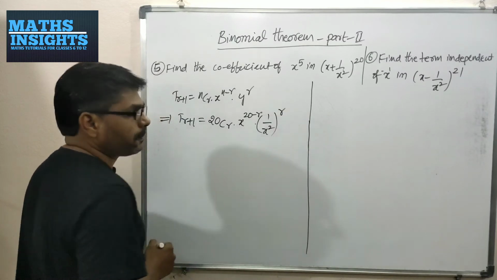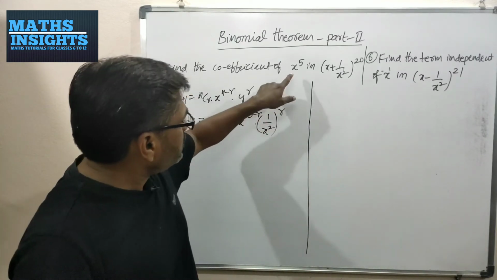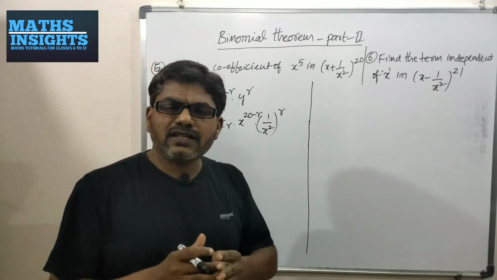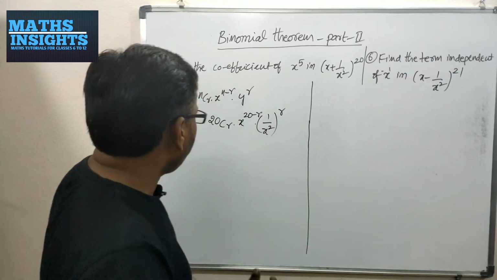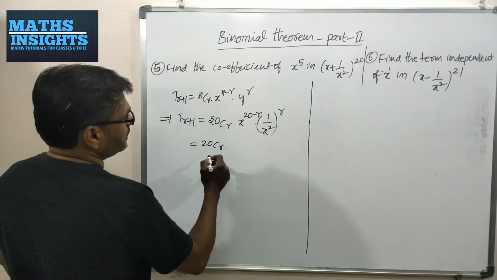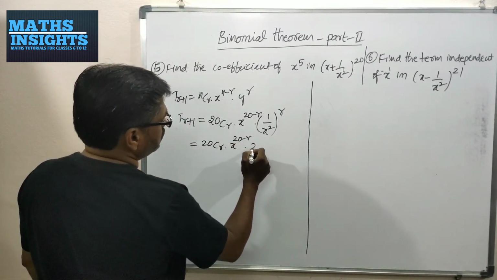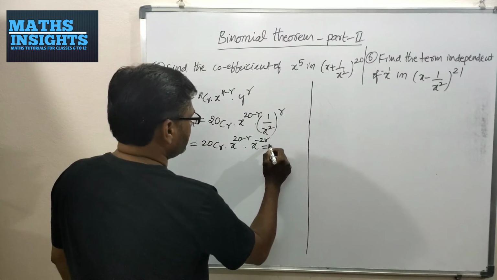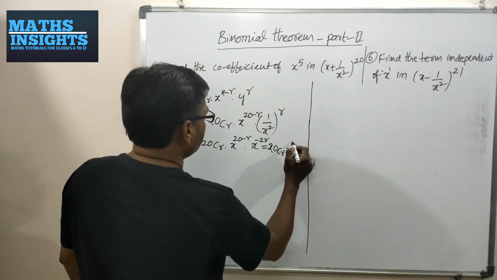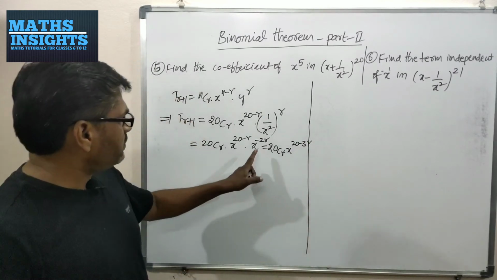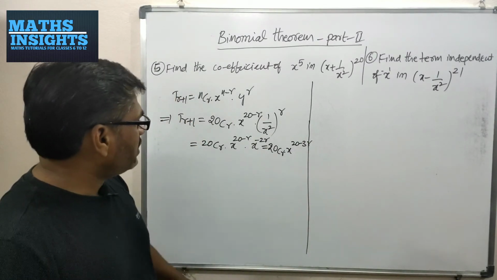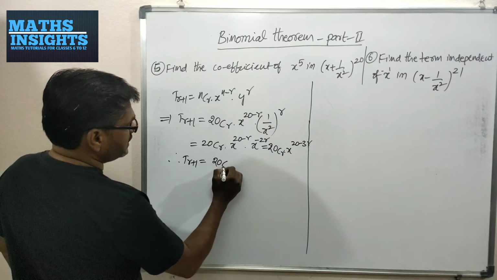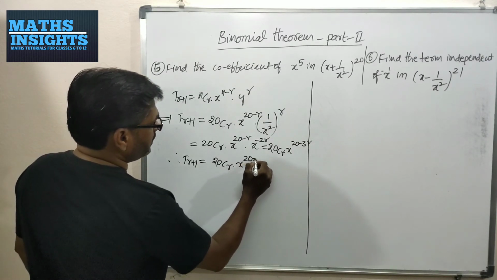In this type of problem, when you want to find the coefficient of any particular variable, you have to write all the x at one place. That is equal to 20Cr into x power 20 minus r into x power minus 2r. If you simplify this, it becomes 20Cr into x power 20 minus 3r. Since the bases are equal, I am adding the exponents. Therefore T(r plus 1) is equal to 20Cr into x power 20 minus 3r.